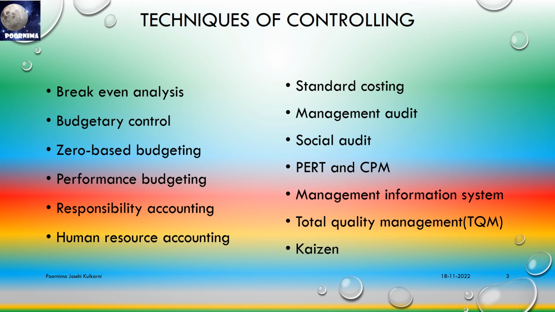Last method is Kaizen. It is a Japanese method. Kaizen is a Japanese word which means continuous and never-ending improvement involving everything in an organization. The important message of Kaizen is that not a single day should go without some kind of improvement being made somewhere in the organization.